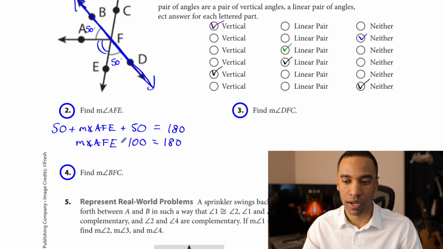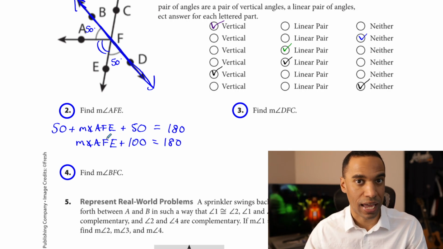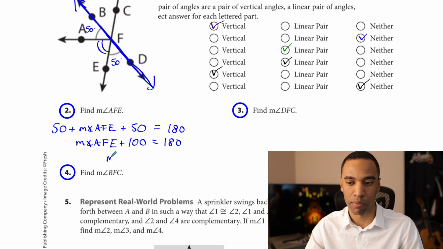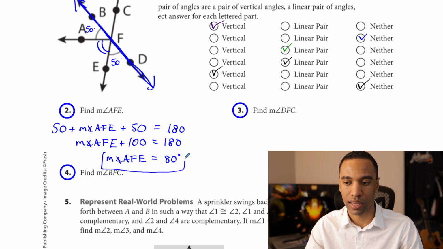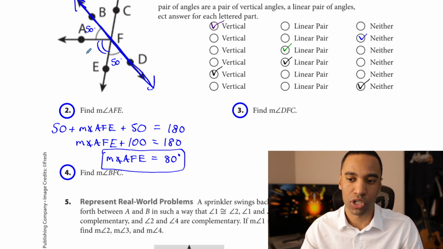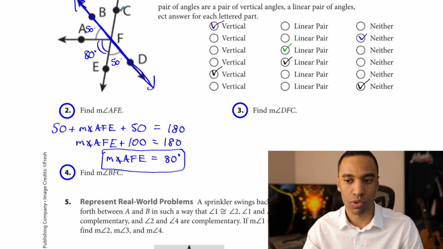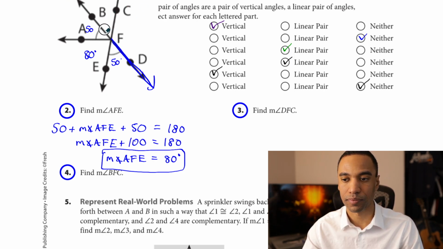And just like algebra, the measure of angle AFE might as well also be called x. To solve for x, we have to subtract 100 from both sides. So the measure of angle AFE equals 80 degrees when you subtract there. And that's the measure. When you get your measure, it's good to write it in because you might use that number for something later, maybe the next problem here.